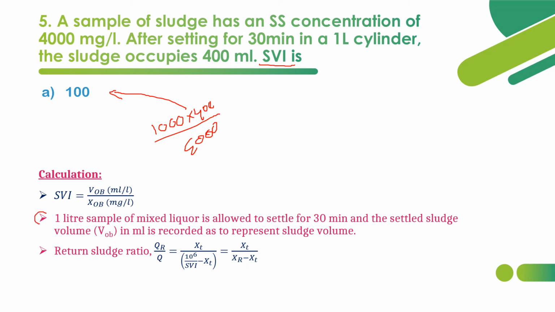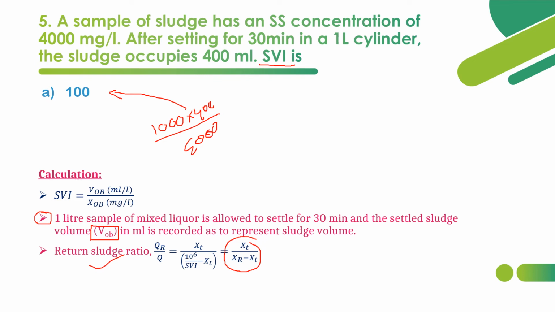So what actually is the sludge volume index? When 1 liter of sample of mixed liquor is allowed to settle for 30 minutes, the settled sludge volume, termed as V observed in milliliter, will be recorded to represent sludge volume. And by using that sludge volume index, we can also calculate the return sludge ratio, that is QR divided by Q is equal to XT by 10 power 6 divided by SVI minus XT. Or we can use this formula also, XT by XR minus XT. So these are again some formulas regarding ASP, regarding sludge volume index and return sludge ratio.